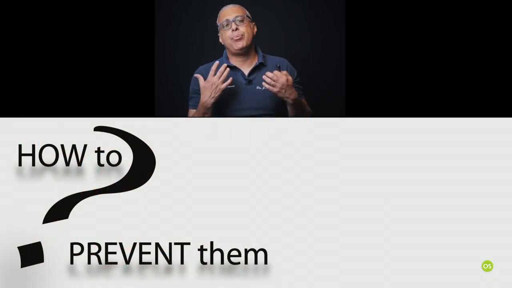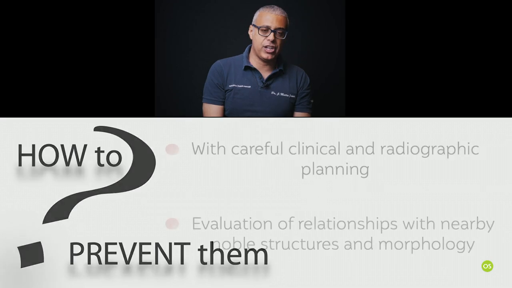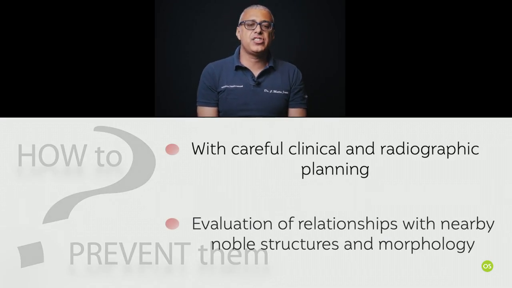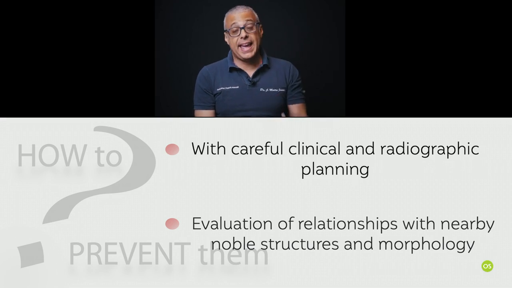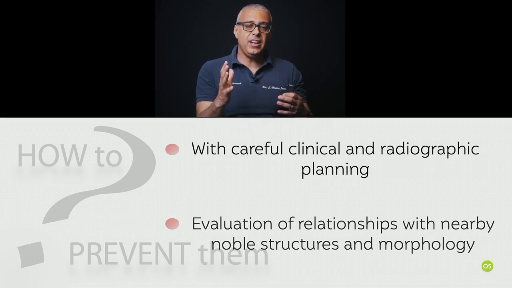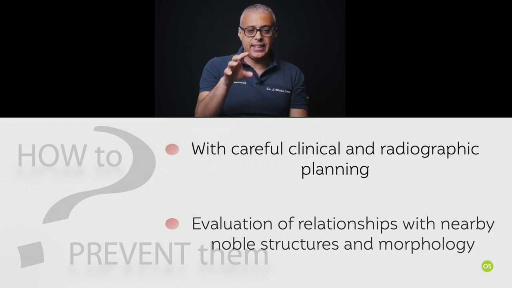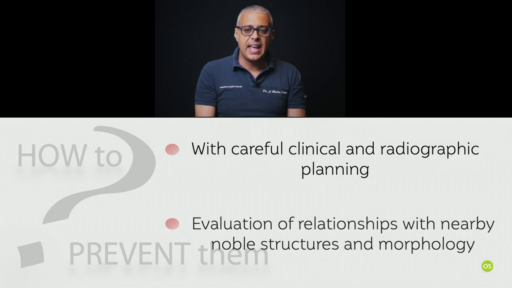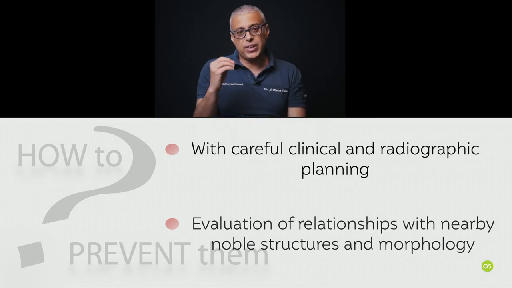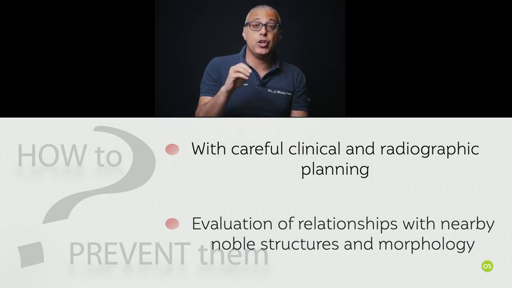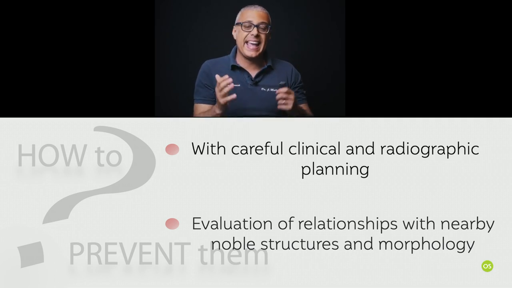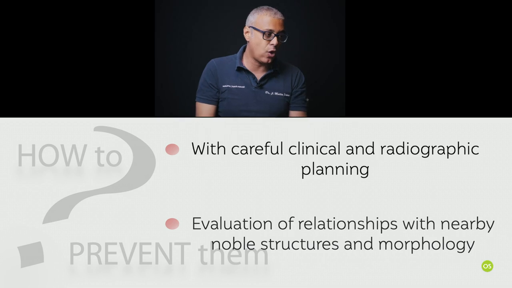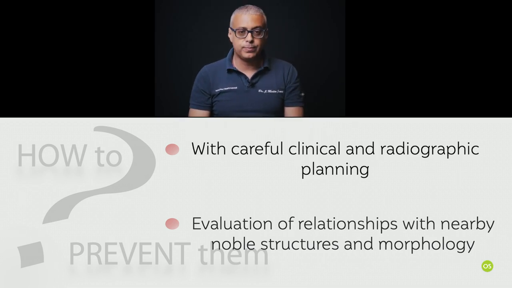So how do we prevent these risks and complications? Well, the suggestion is careful clinical and radiographic planning. So we have to study the X-rays and our patient specifically for that kind of surgery, and also evaluate the relationships with the nearby noble structures and morphology. So a correct planning can help us out in avoiding the risks and complications that I have just shown you.